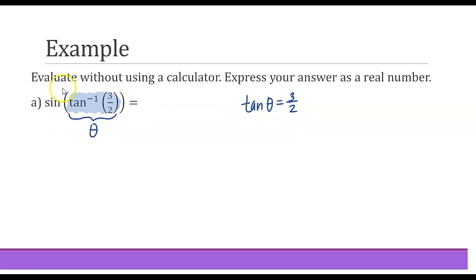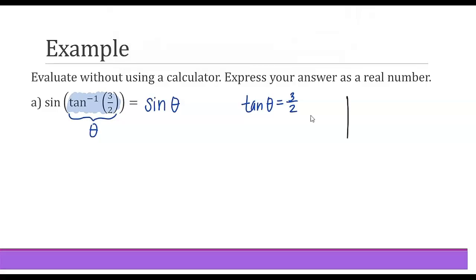But now what I want you to do is think about what this statement looks like now. So this is now sine of theta. So I replaced this whole quantity with theta. We don't know what theta is yet. But what we can do is draw a triangle in the appropriate quadrant using this piece of information that I know about theta.